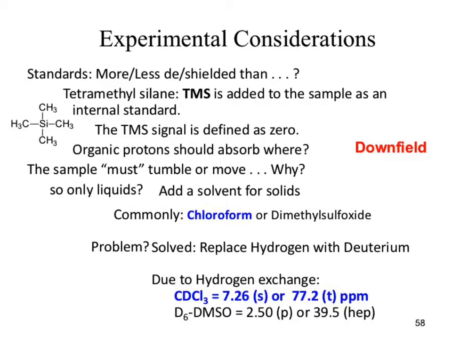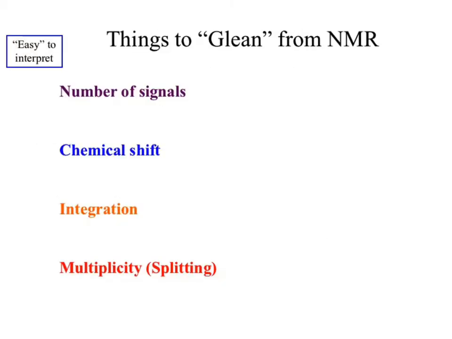Dimethyl sulfoxide is a lot more complicated. We actually need 6 deuterium, so you usually see that written as D6 DMSO. In hydrogen NMR, it shows up at 2.50 as a pentet, right? 5 peaks within the signal. In carbon NMR, it shows up at 39.5 as a heptet. That's just general information. Don't stress about memorizing that information.